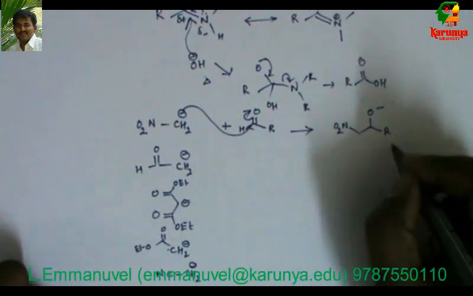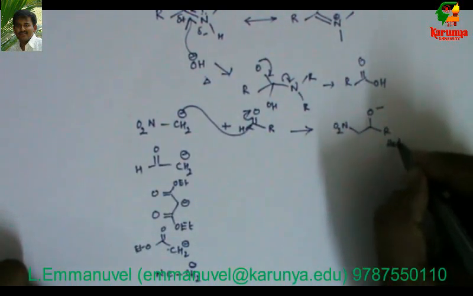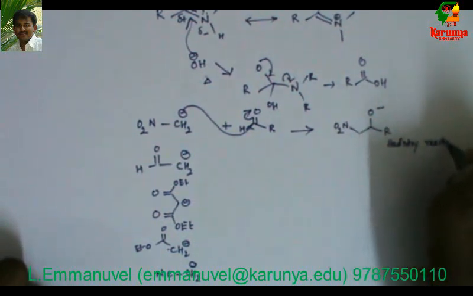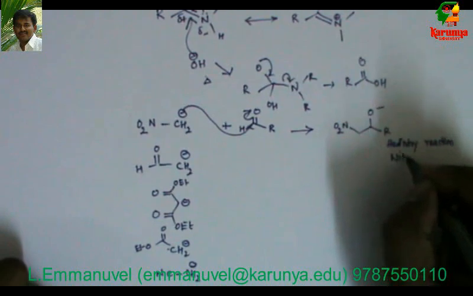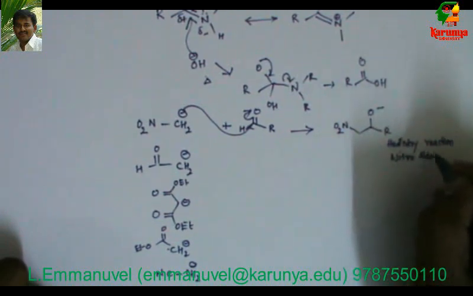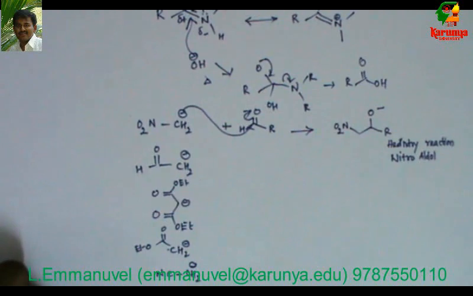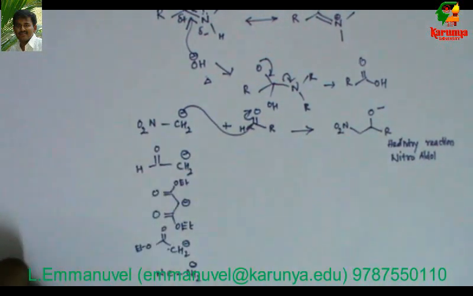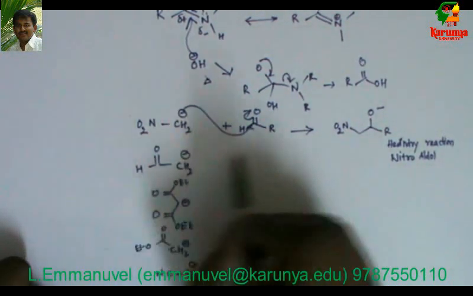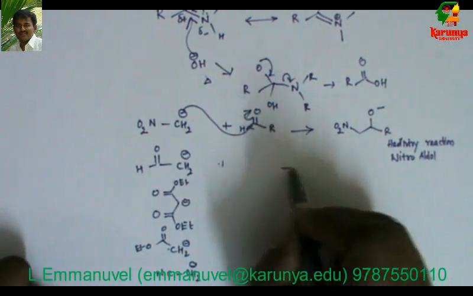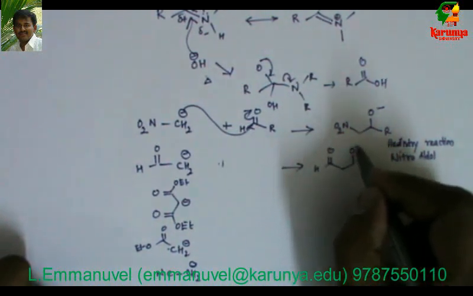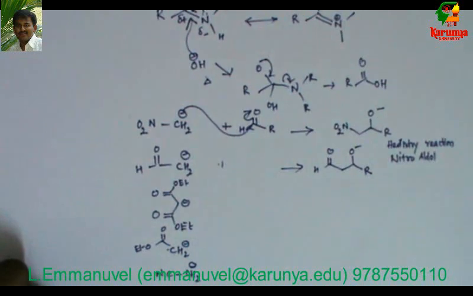So this reaction is called the Henry reaction. In other words, nitroaldol. Basically it is similar to the aldol reaction, but instead of an aldehyde we have a nitro group. So we call it nitroaldol. If this attacks the aldehyde, then it is an aldol reaction. So this is the aldol product.